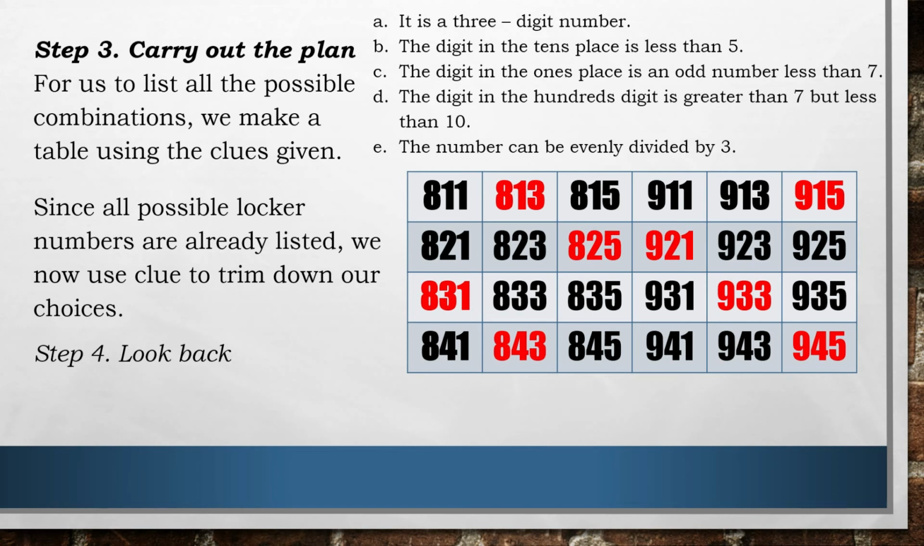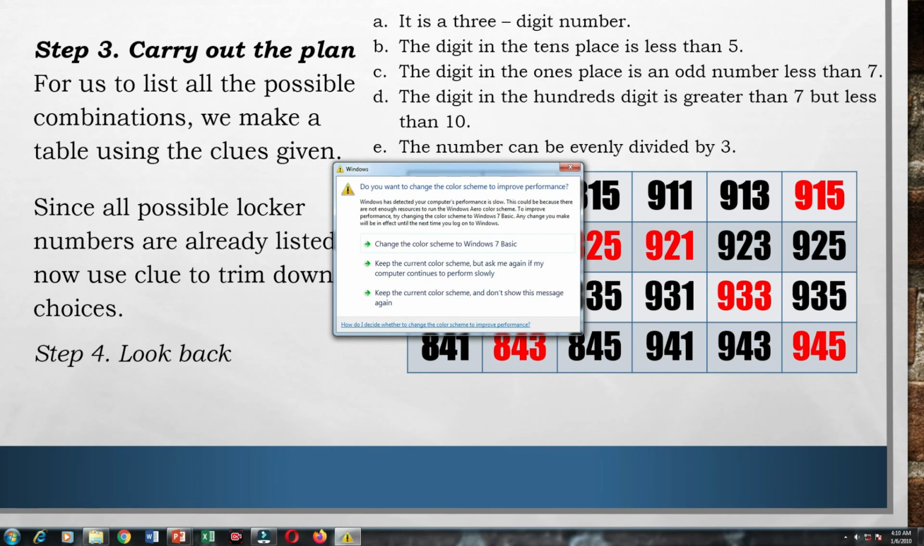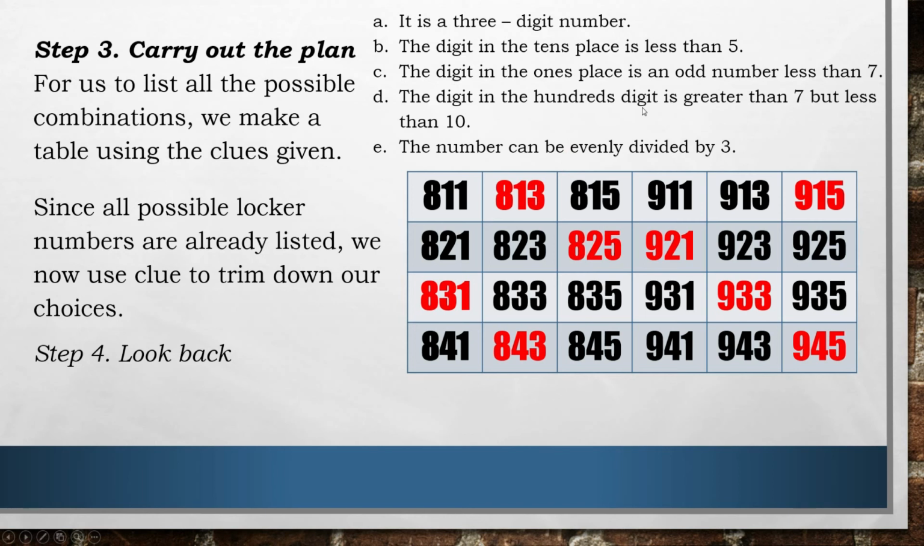How about 813? 813 divided by 3 is 271. 271 is a whole number, therefore it is evenly divided by 3. So 813 is a possible combination. 815 divided by 3 is 271.6667, so we cannot use 815. We do the same process to all the given numbers here.